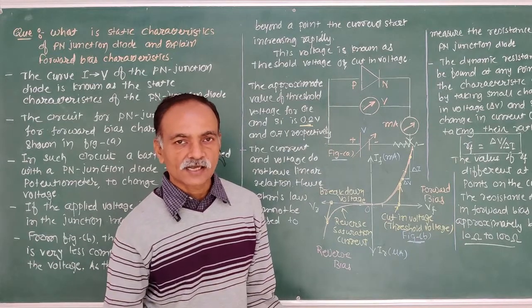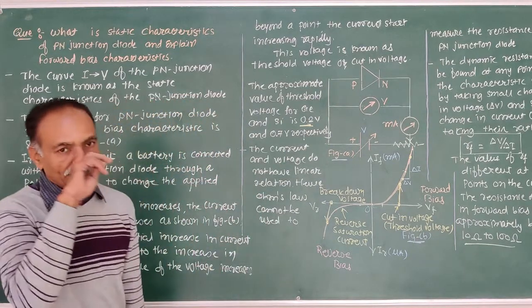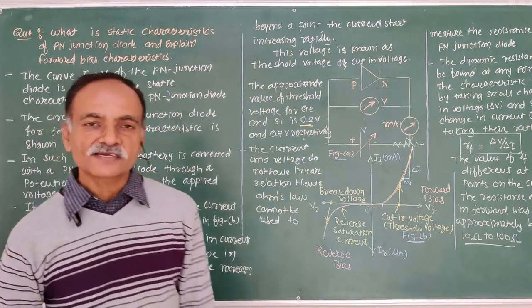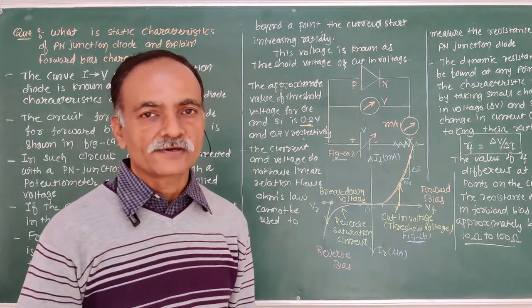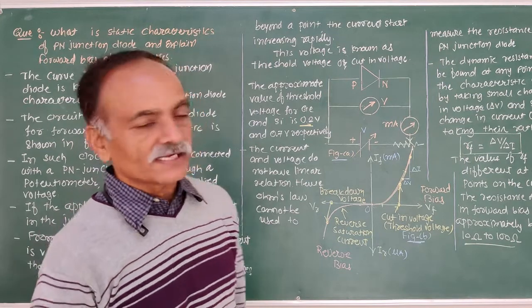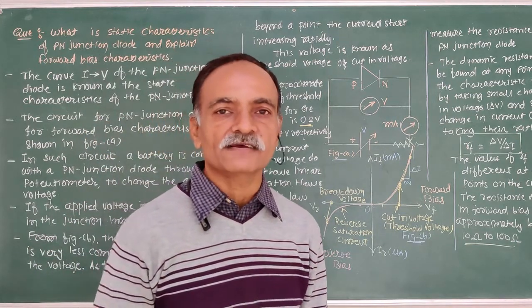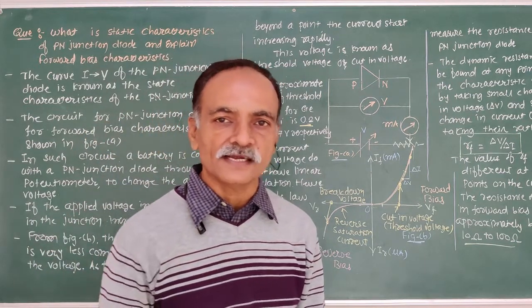Clear? Okay. So that covers the forward bias of PN junction and the forward bias characteristic of PN junction diode. Now we are going to discuss the reverse bias and reverse bias characteristic of PN junction diode.